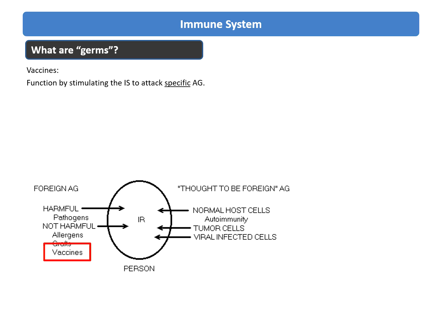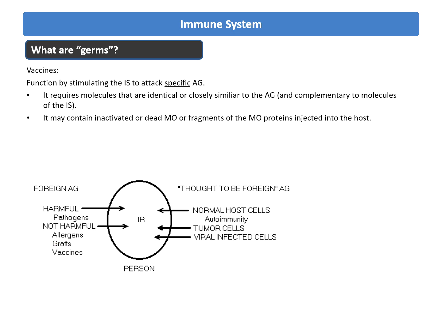Vaccines function by stimulating the immune system to attack specific antigens. It requires molecules that are identical or closely similar to the antigen and complementary to the molecules of the immune system. It may contain inactivated or dead microorganisms or fragments of the microorganism proteins injected into the host.